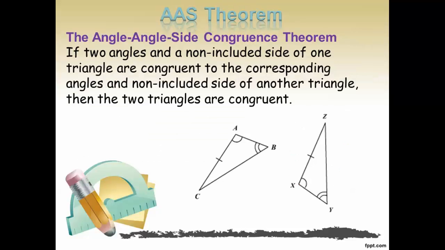Okay, let's talk about the AAS theorem. AAS stands for angle, angle, side. It says if two angles and a non-included side of one triangle are congruent to the corresponding angles and non-included side of another triangle, then the two triangles are congruent. You can see in these pictures, A and B correspond with X and Y. Angles A and X are congruent, B and Y are congruent. And then you have the non-included side, AC, which corresponds with XZ, and those are also congruent. So this would fit into the angle, angle, side congruence theorem.